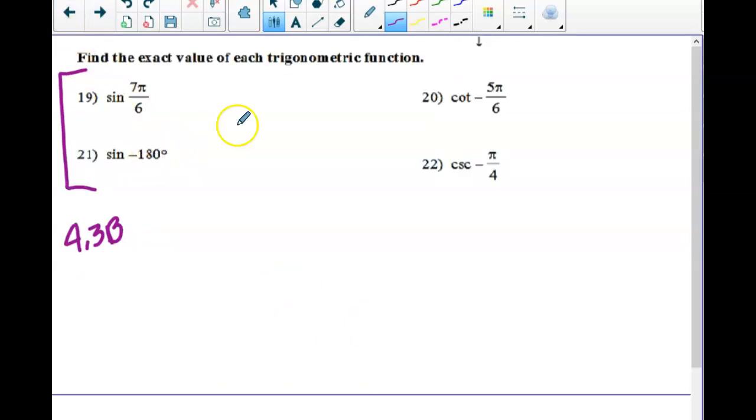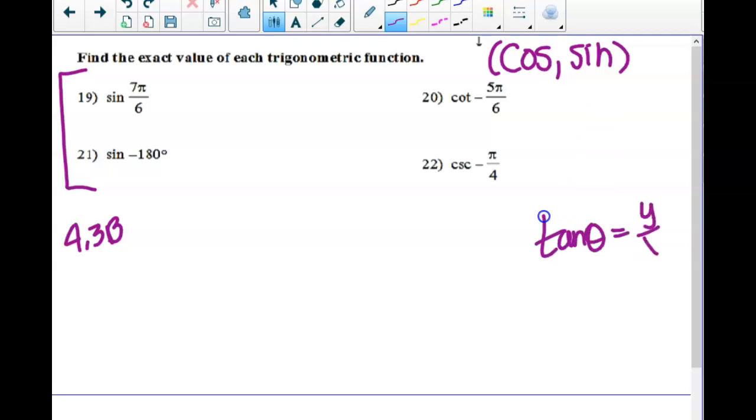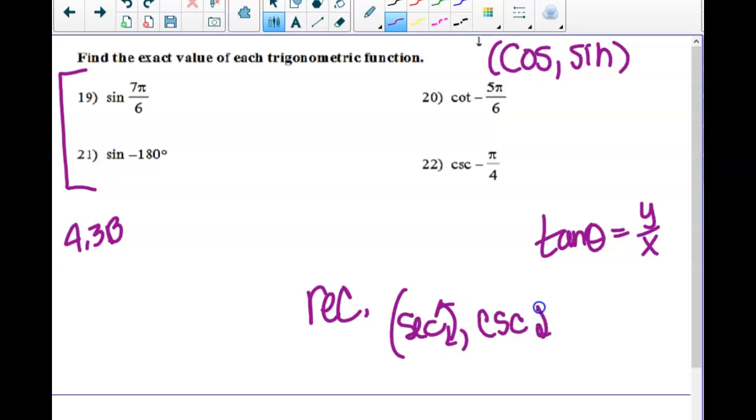Can someone remind me what? It's just cosine is the x coordinate and sine is the y coordinate. Okay. And tangent is what? Y over x. And then the reciprocal ones, you would have secant if you flip the x over, you would have cosecant if you flip the sine over, and you would have cotangent if you did x over y. All right, so go to 7 pi over 6. Tell me the ordered pair.